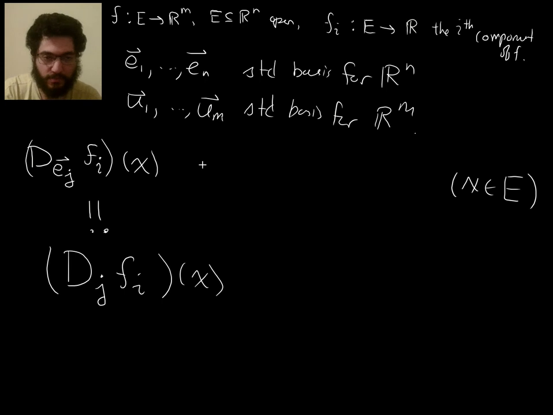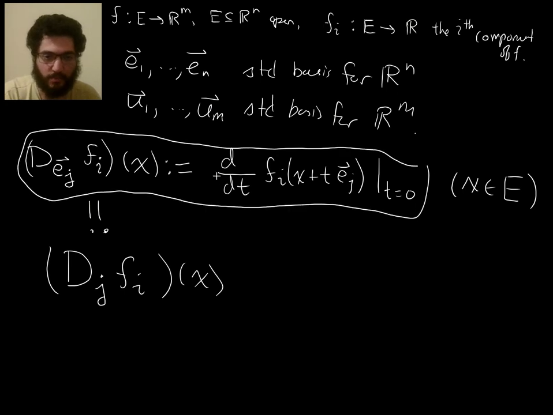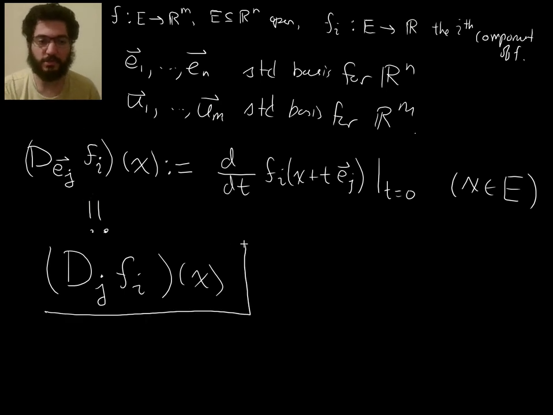And remember, when we defined directional derivatives earlier, this was defined to be the derivative with respect to t at t equals 0 of f_i of x plus t e_j, like that. So in the previous lecture, we defined directional derivatives like this. We didn't insist that the direction vector be a standard basis vector. We allowed it to be any vector. But now I'm saying when you make it be a standard basis vector, then you get something that we also have another notation for, and we call it a partial derivative. So this is called a partial derivative.